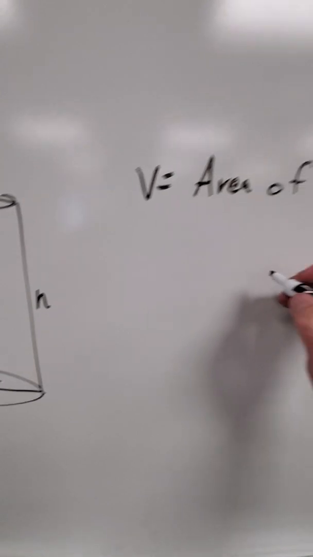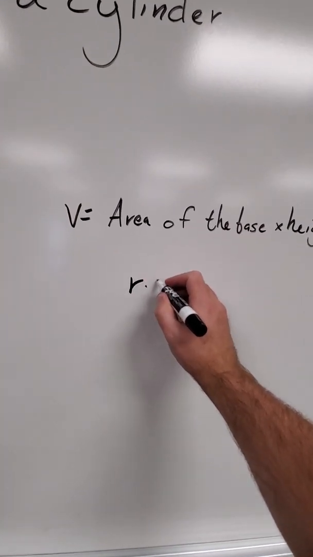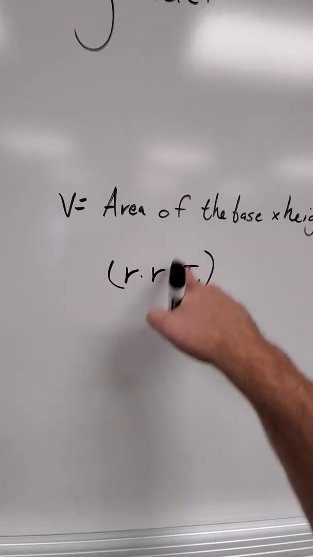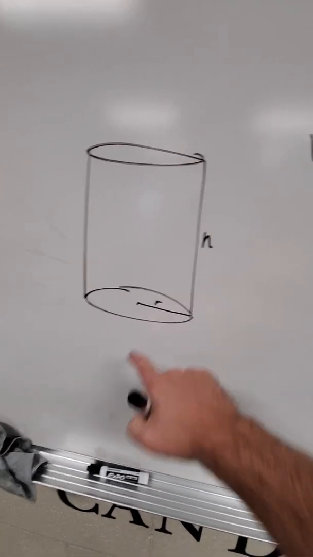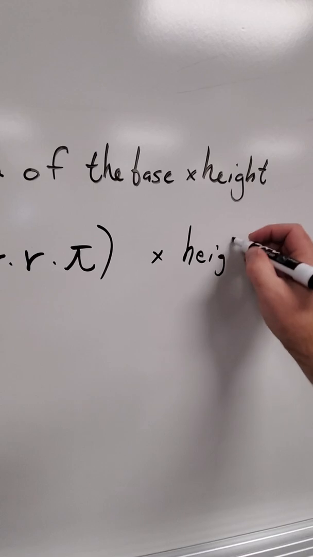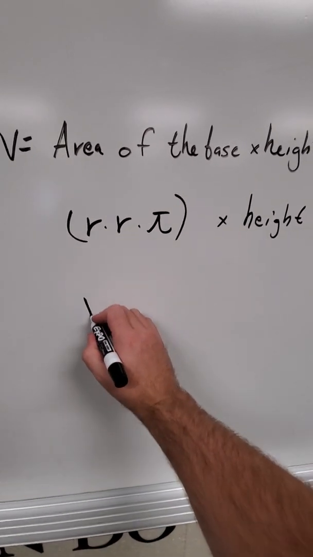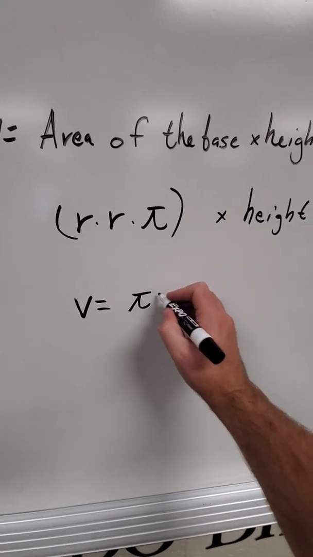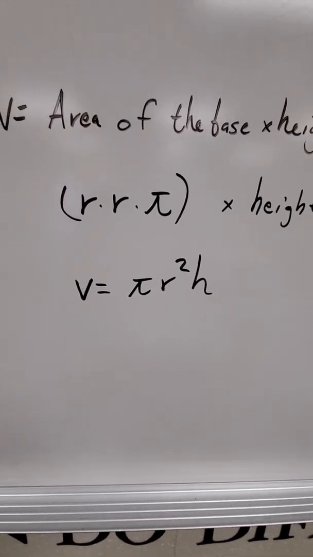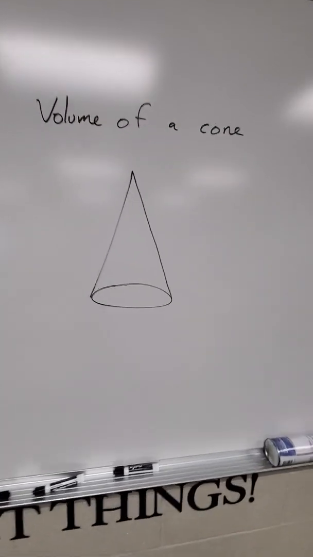Now, to find the area of the base, remember the area of a circle is pi times radius squared. That is how you find the area of the base, or the area of the circle, and then you multiply it by the height. So, therefore, your official formula is volume equals pi times radius squared times the height to find the volume of a cylinder.